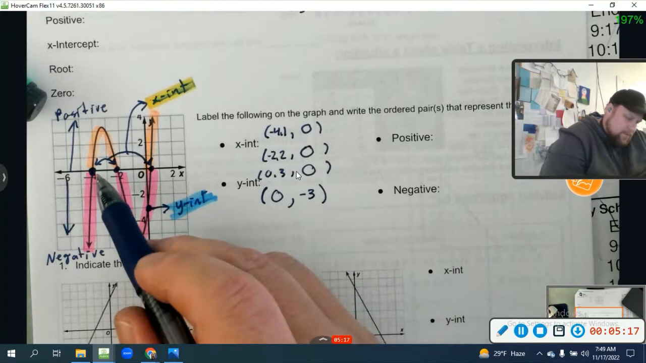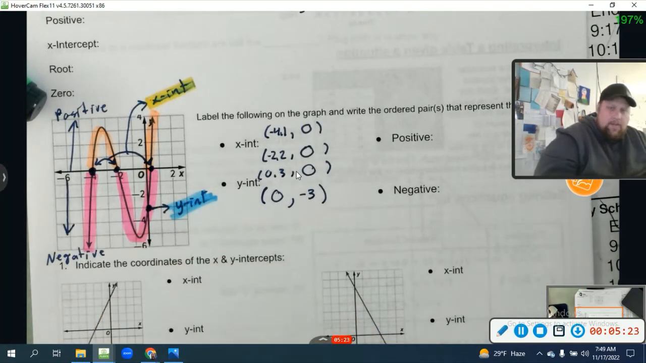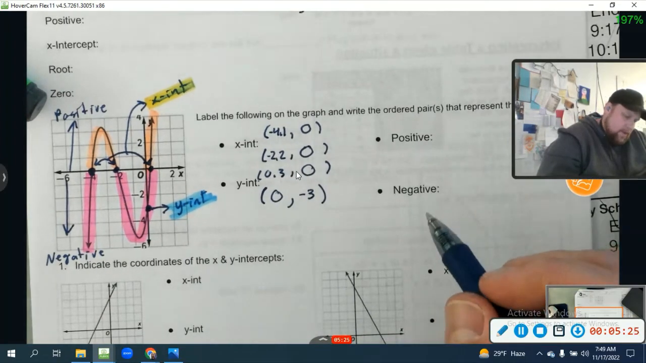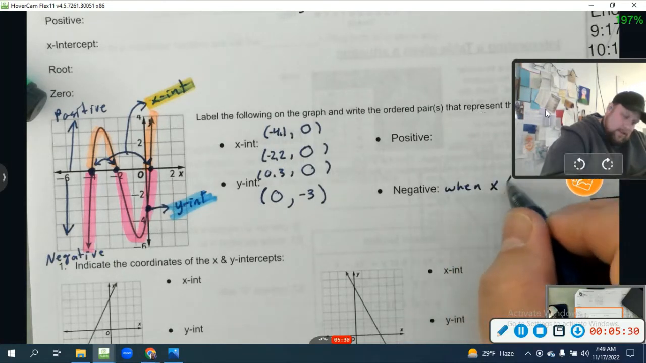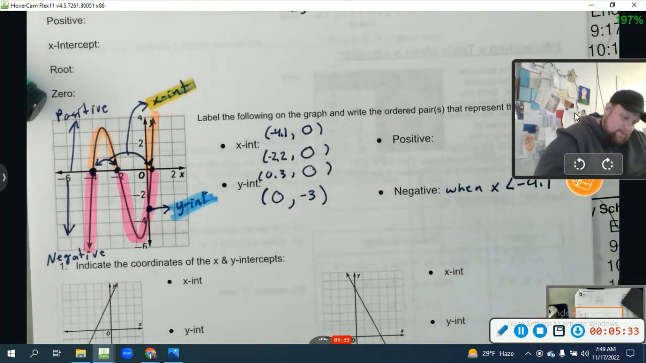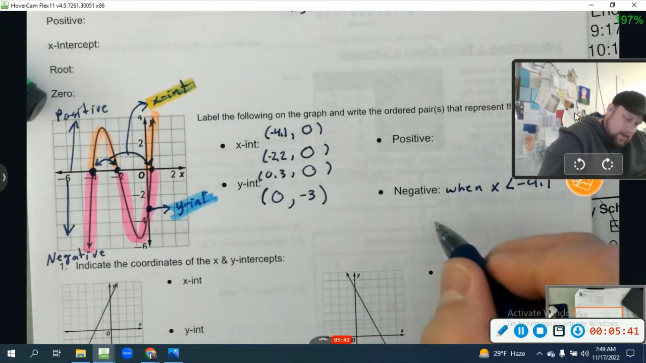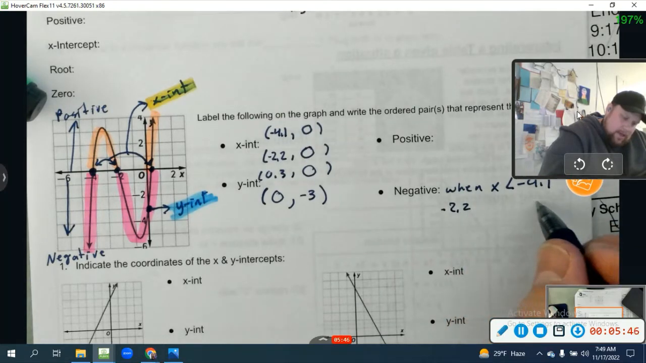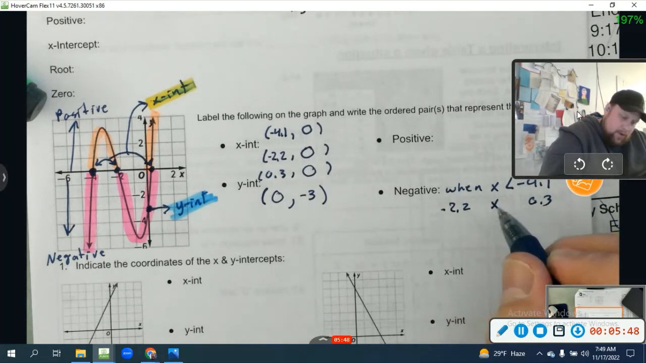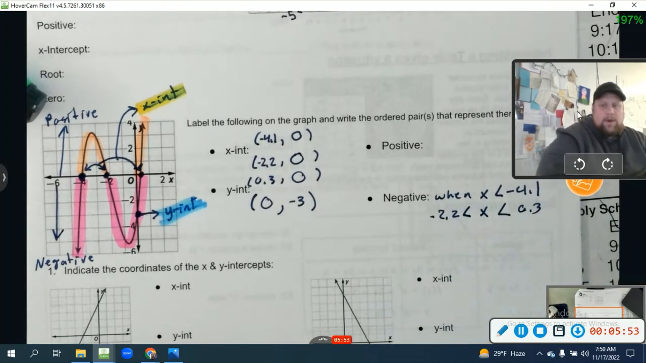Let's look. Do you notice it's negative whenever we go to the left of -4.1, that x-intercept right there? So I'm going to look at the negative side. I'm going to say when x is less than -4.1, right? Is it negative anywhere else? Well, it's negative between these two x-intercepts. So we know it's going to be between -2.2 and 0.3. So when x is between there, in other words, when x is greater than -2.2 but less than 0.3.